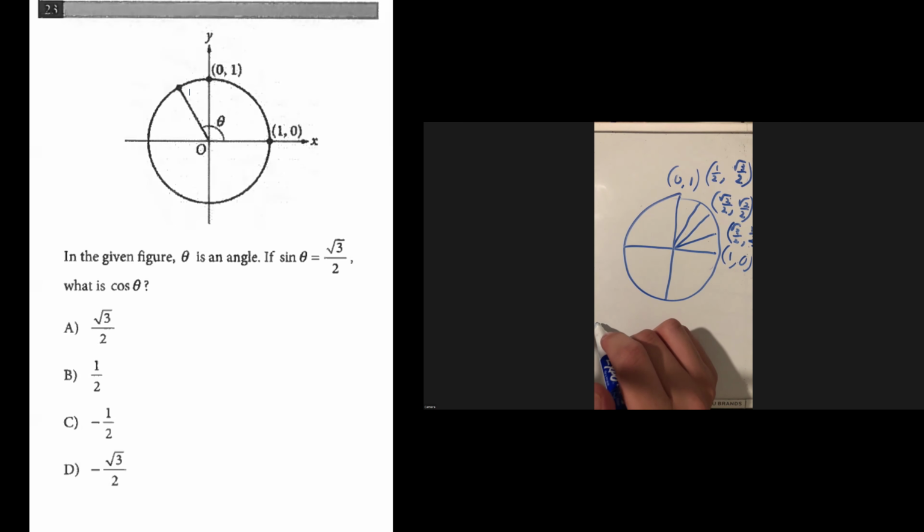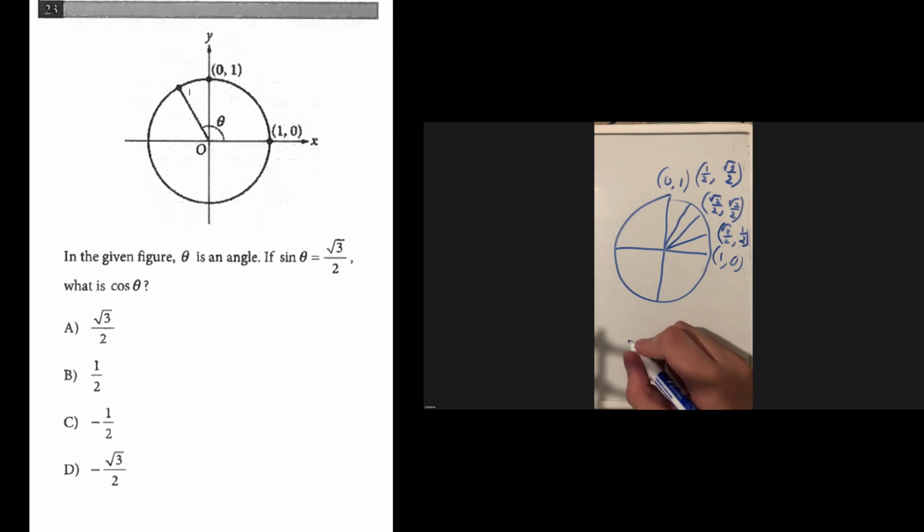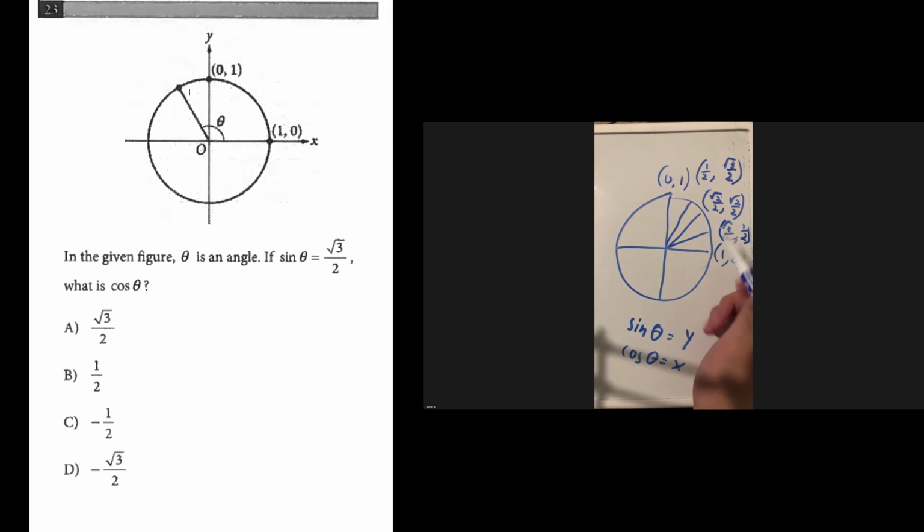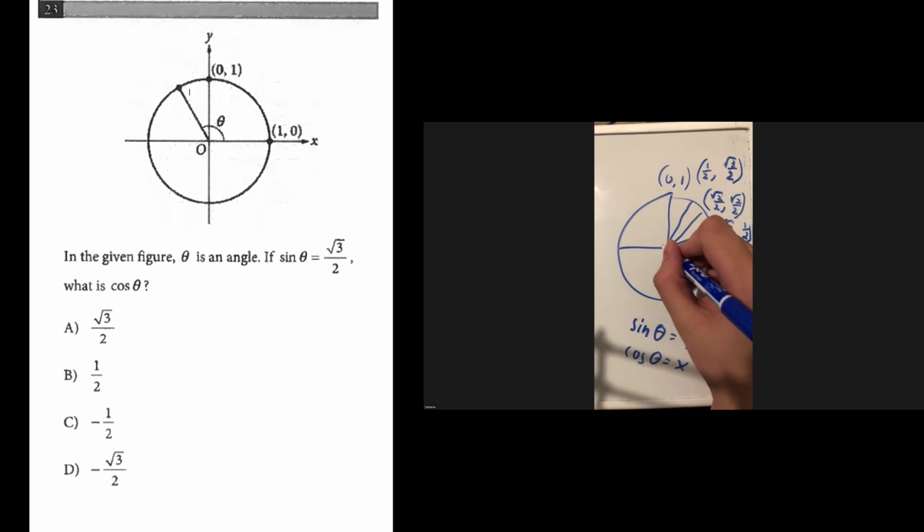And so for this one, also the other part of the unit circle is that sine theta is just the y value, and then cosine theta is just the x value. So if you do sine 45, you get root 2 over 2, and cosine 45, you get root 2 over 2. If you do sine 30, you'd get 1 over 2, and if you do cosine 30, you'd get root 3 over 2. And so this question is asking if sine theta is root 3 over 2. And so that happens here. It happens in 4 places.